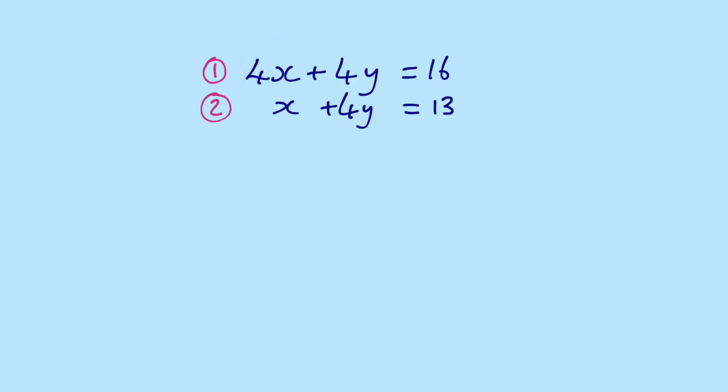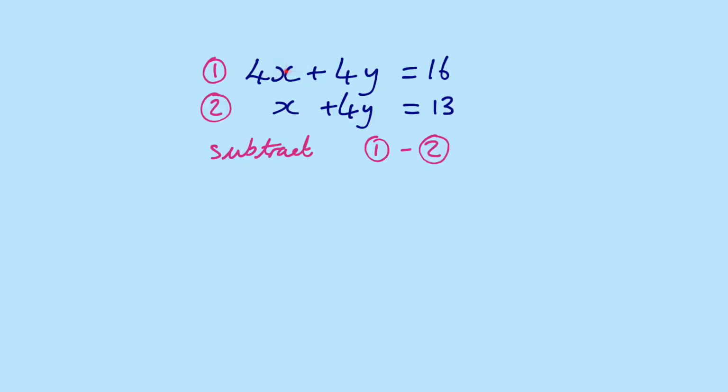So this is a 4. This is a 1 because there's nothing there, you just say 1x. This coefficient is 4 and this coefficient is also 4. Now we can see that the y's have got the same coefficient, which is 4. So we can eliminate the y's. Now to do that, we're going to subtract the second equation from the first equation.